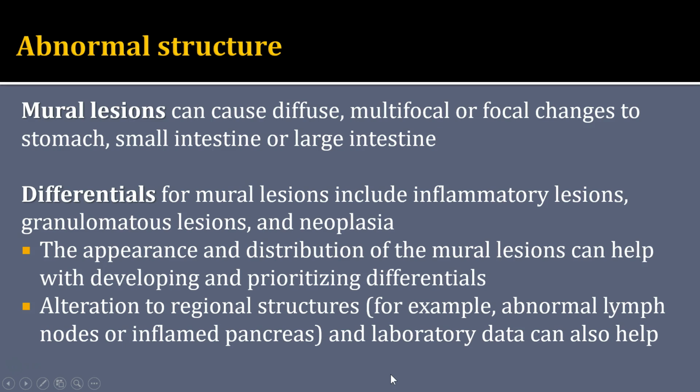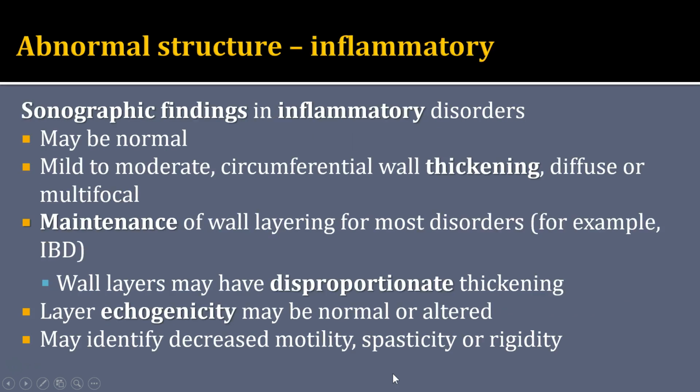We should always consider that although we're talking specifically here about the GI tract, we need to look at our regional structures, because of alterations, for example, very abnormal lymph nodes, or maybe an inflamed pancreas or something like that. Then a clinical history, physical exam, and laboratory data can help us with developing and prioritizing our differentials. Let's start with talking about some inflammatory disorders affecting the intestinal tract.